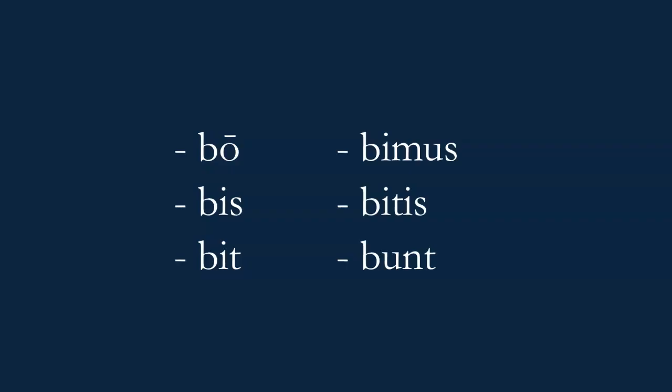The future tense personal endings are bo, bis, bit, bimus, bitis, bunt. Note the vowel pattern here. O, 4 I's, and a U. This pattern will show up again later, so it's worth noticing now.